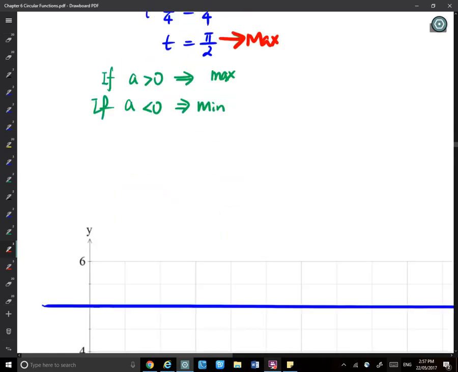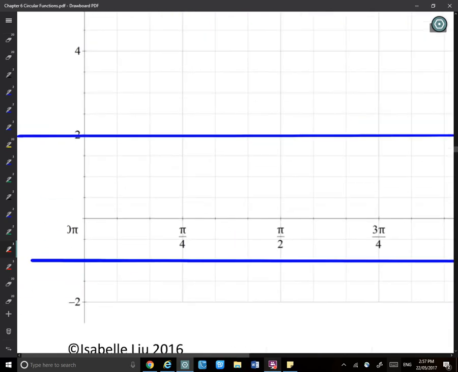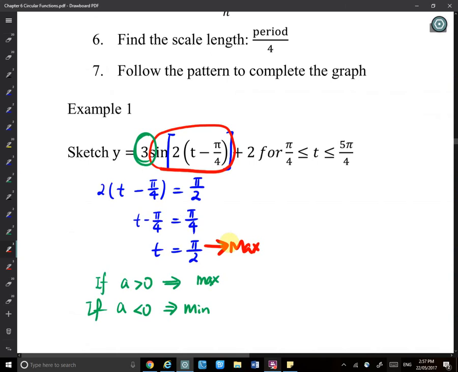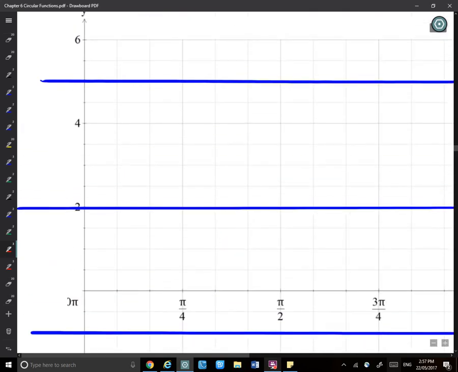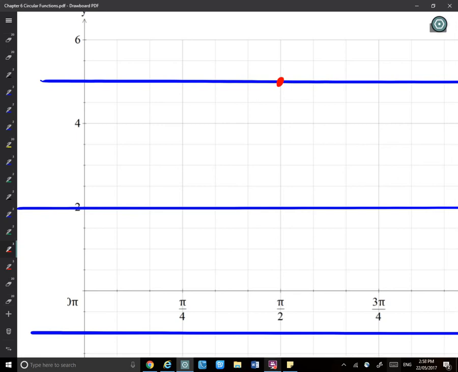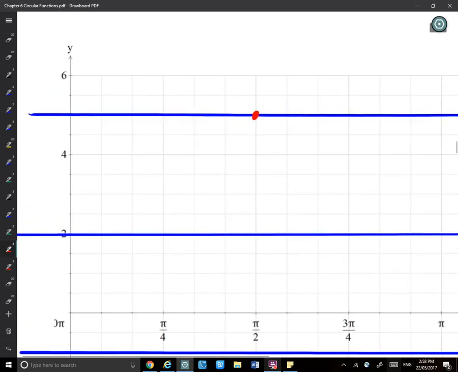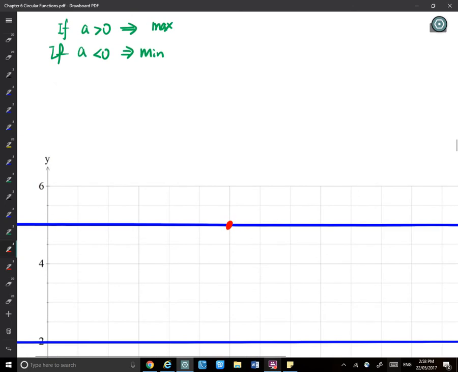So what you can put on is, where's pi over 2? Here is pi over 2. And you will have a maximum. Then this point will be here. Then this point will be there. That is a maximum. Next, you know that the next step will move to the midline.